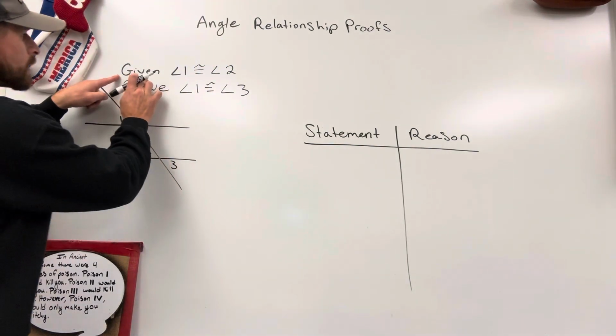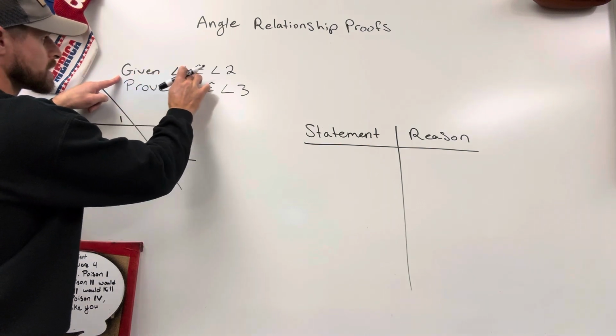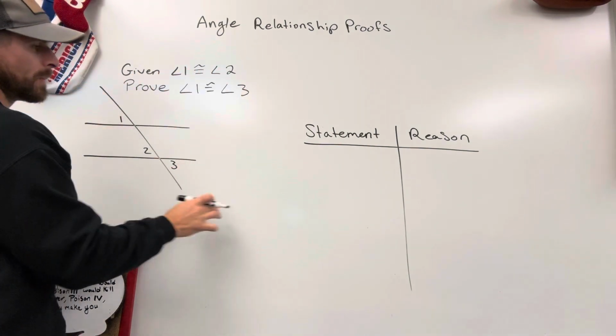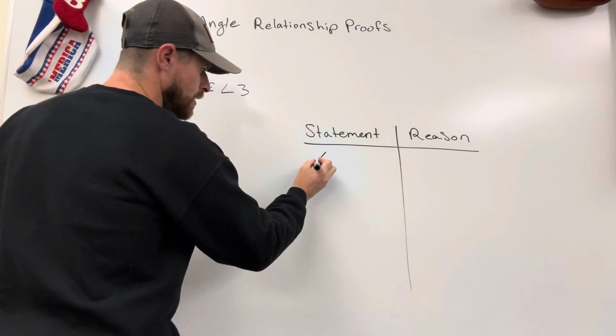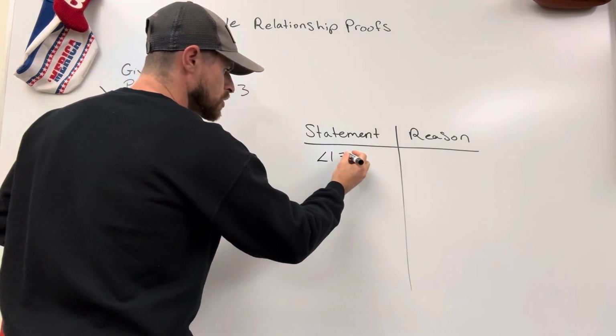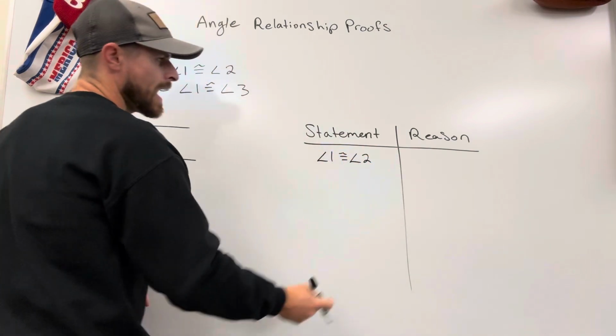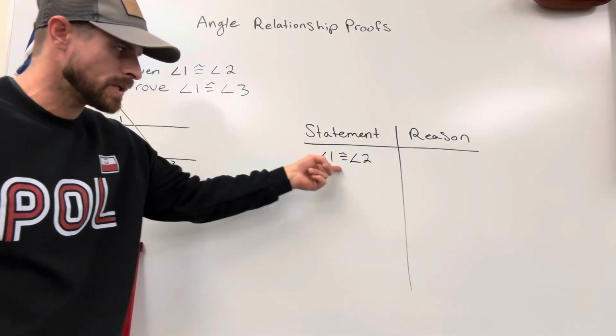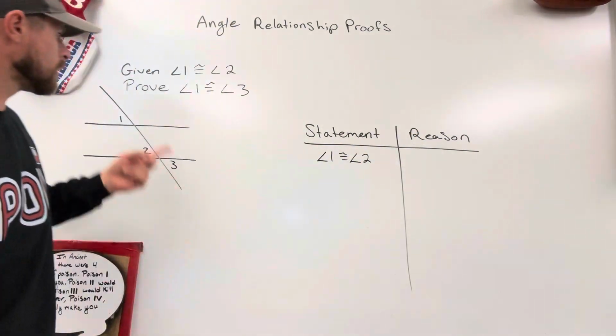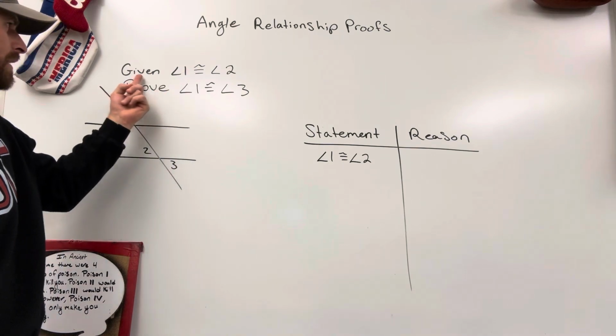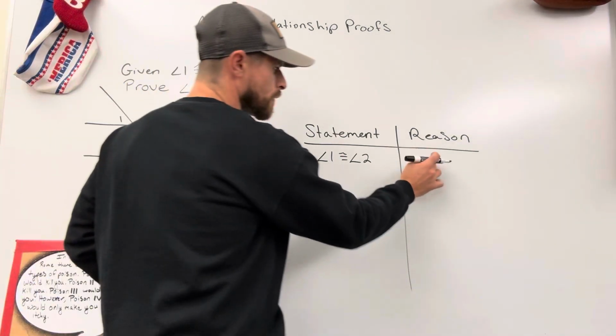So what we start with is our given. Angle 1 is congruent to angle 2. I'm going to state that right now. I'm going to say angle 1 is congruent to angle 2. Now, how do I know that, with my reasoning for being able to make this claim? Well, I was told this. This was given to me. So all I have to write for my reason is given.